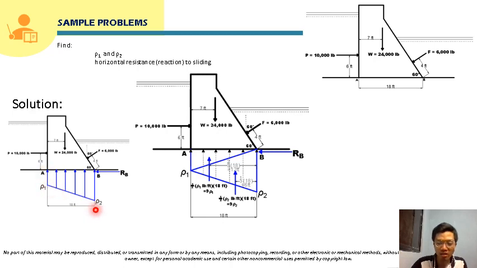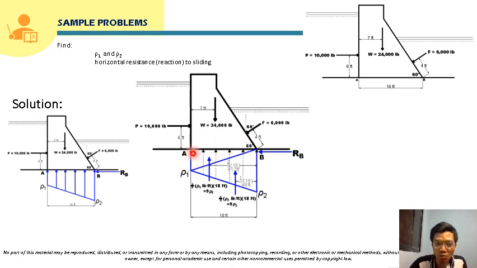For this trapezoidal reaction, we can solve it by resolving it into its equivalent concentrated force. So we will divide our trapezoidal reaction into two triangles so that we can solve for the concentrated load of each triangle. For this first triangle, its equivalent concentrated load will be just its area.